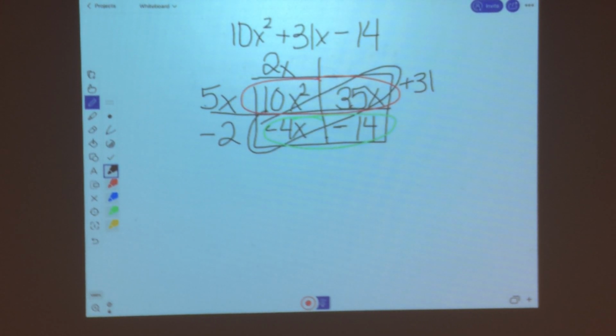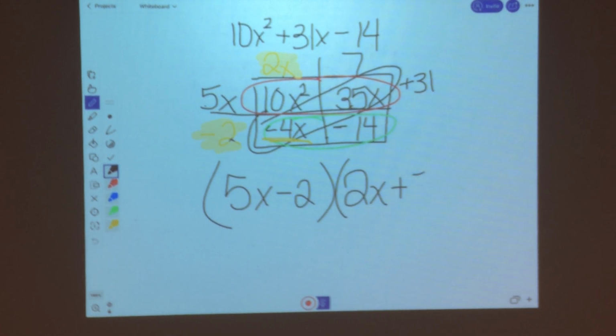Okay? And then I need to check again these bottom ones. So this negative 2 times 2x, if I multiply those together, I get the negative 4x in this bottom box. Okay? The second column, what do I need to take times 5x to get 35x? It's going to be a 7. Right? And if I take 7 times negative 2, I get negative 14. So my factors for this one are 5x minus 2, this first side, and the 2x plus 7.